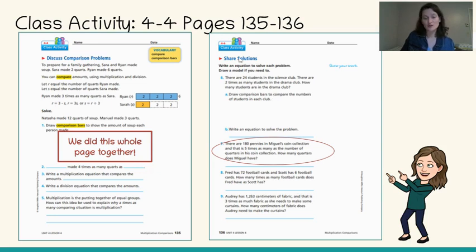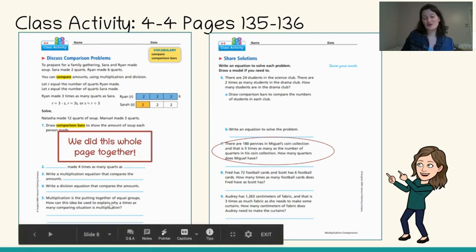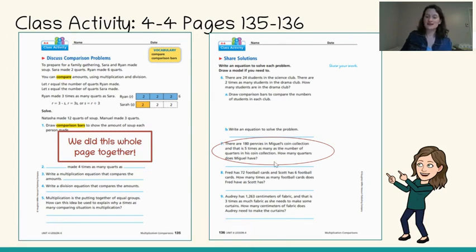There are only 2 class activity pages for this lesson. And we did the whole first page, page 135 together. So you're done on that page. On page 136, we did question 7. So you have 6, 8, 9 to go before the exit ticket. Have fun.